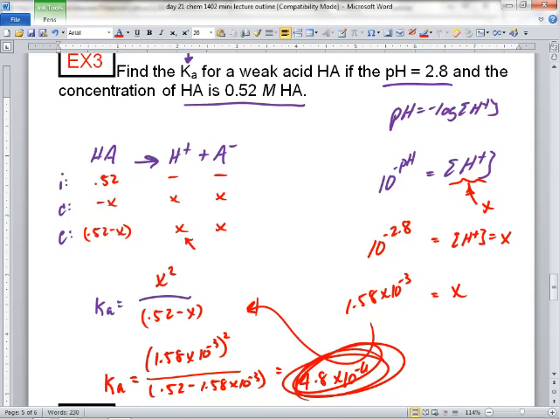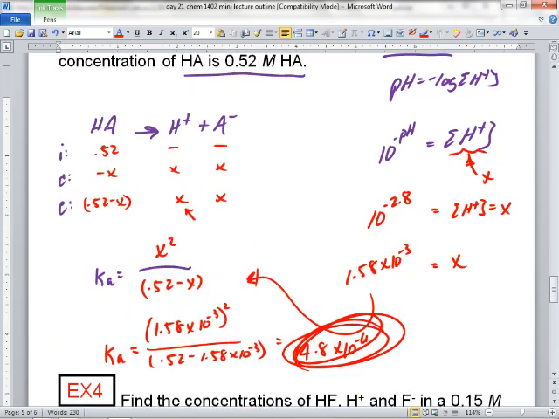Oh, it's the other way around, isn't it? Because if K is really small, I don't have much product, my X is really small. So you want to see 10 to the negative 6, 10 to the negative 7 for Ka. You don't want to see 10 to the negative 2 and things. And then the third type is where they give us the pH, and then we just calculate the Ka.